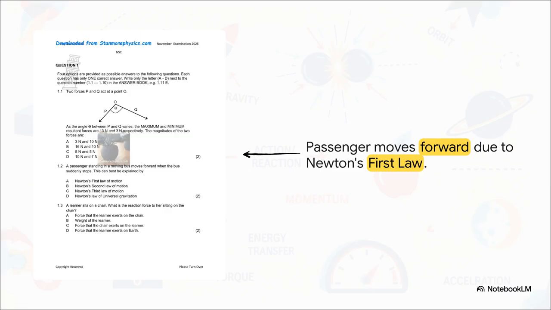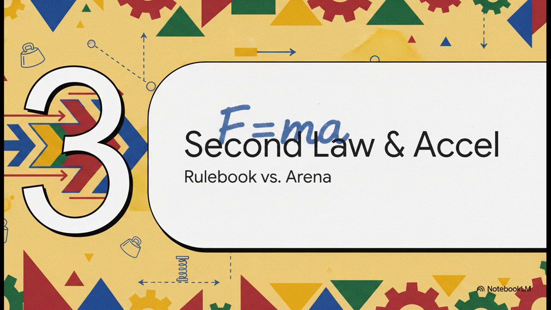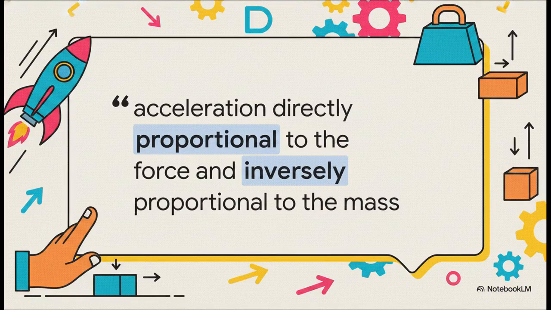All right, Section 3, Second Law and Acceleration, the rulebook versus the arena. Now we're injecting some acceleration into the mix, and this is where the math really comes alive. The guidelines give us a quote that is the absolute core of dynamics, leading straight to the famous F net equals ma equation. Notice the very specific relationships you need to be able to state. Acceleration is directly proportional to the net force and inversely proportional to the mass.